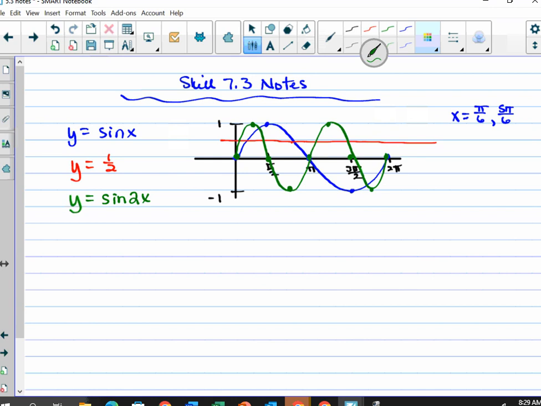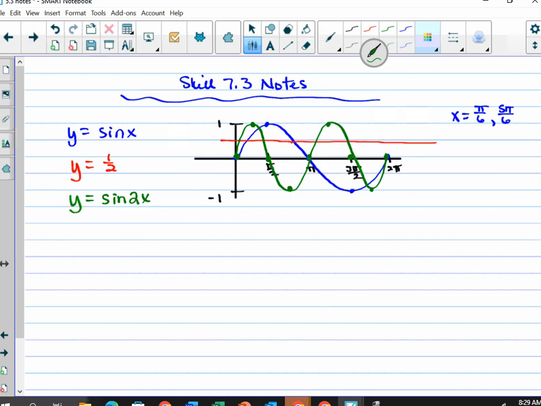Can we stop for a second? Wait. Yes, let's stop there for a minute. Just pause. Remember the b value tells you how many cycles of the graph you'll see by the time you get to 2 pi?